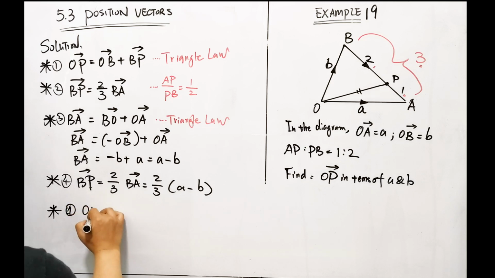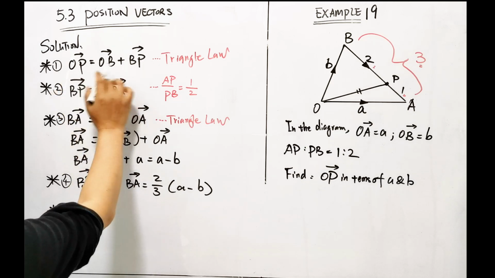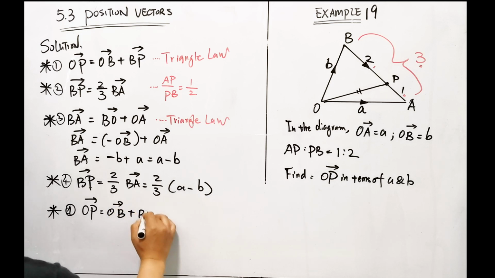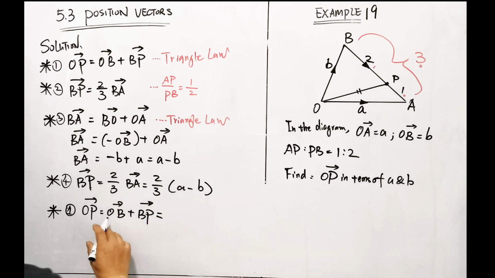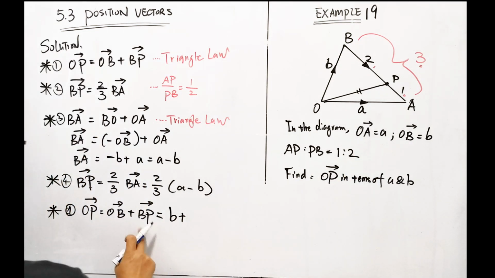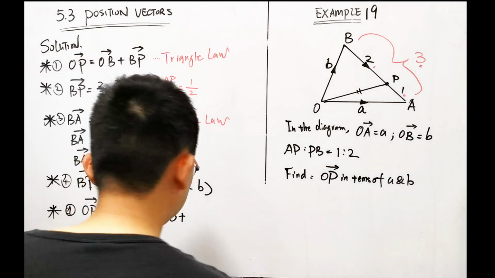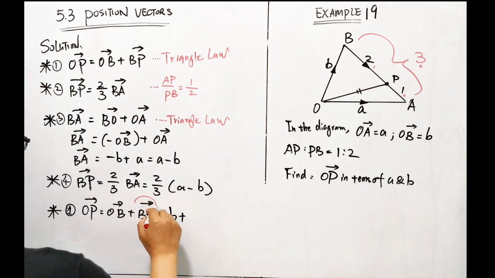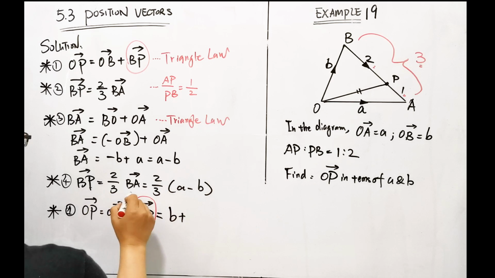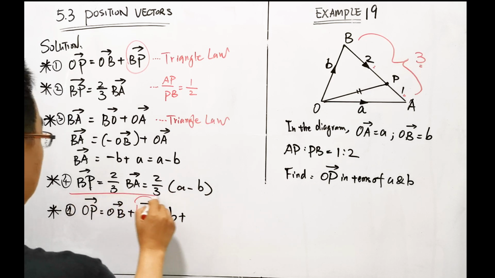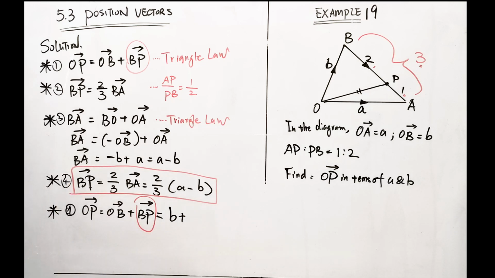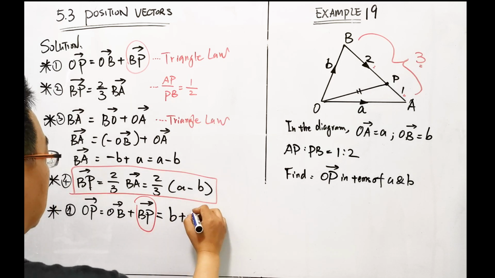So OP equals, from here we know, OB plus BP, right? So what is the answer? Here we just bring in the B and plus the BP. So what is the BP? Where do we find the BP? BP is this, right? We just bring in the BP.